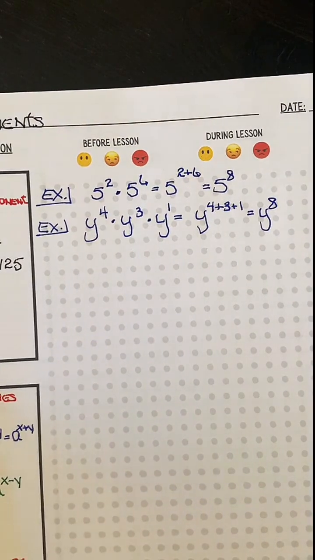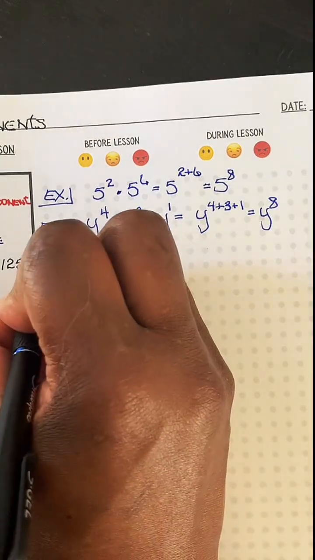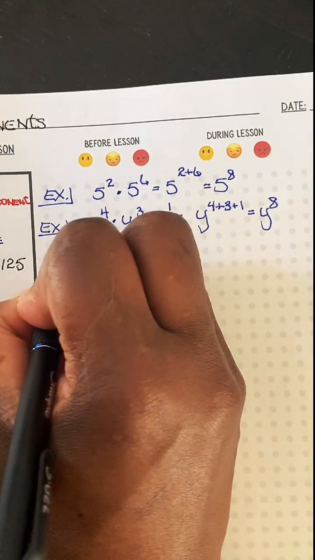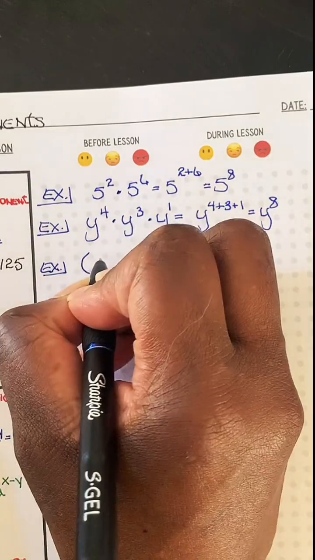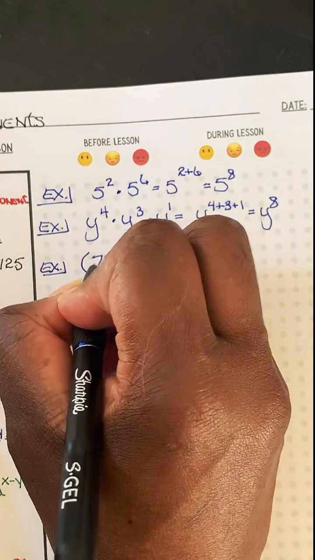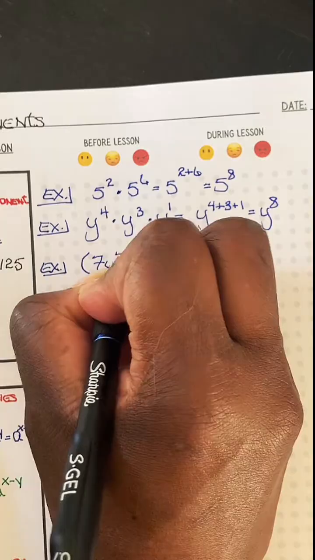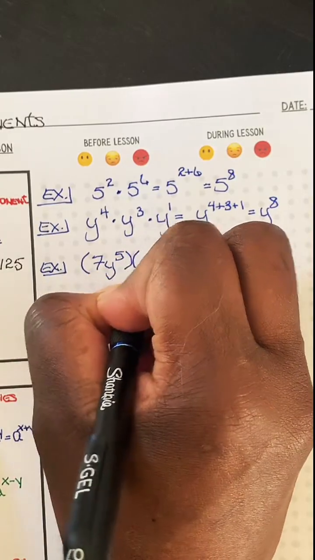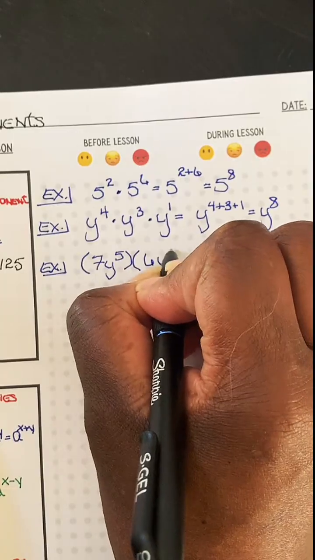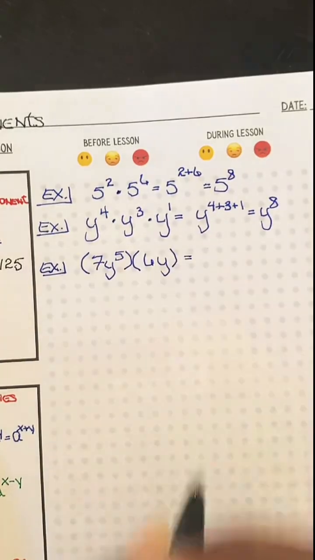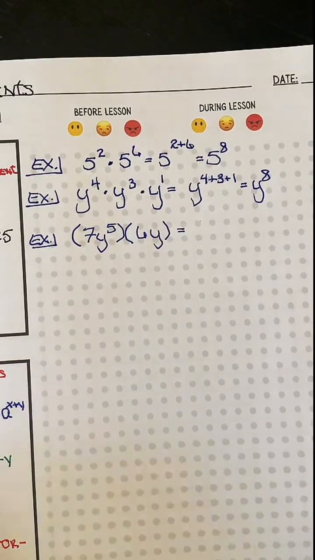All right, so here we go with the exponent. So then we have 7y to the 5th times, and I'm going to use parentheses, 6y. What is my answer?